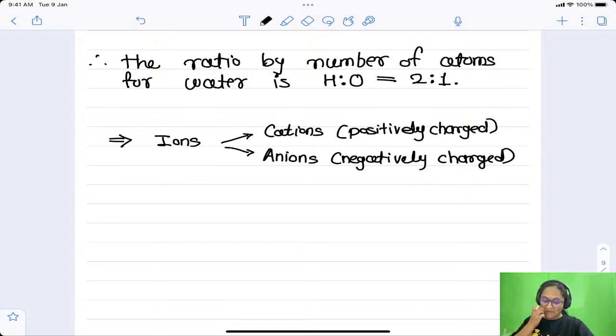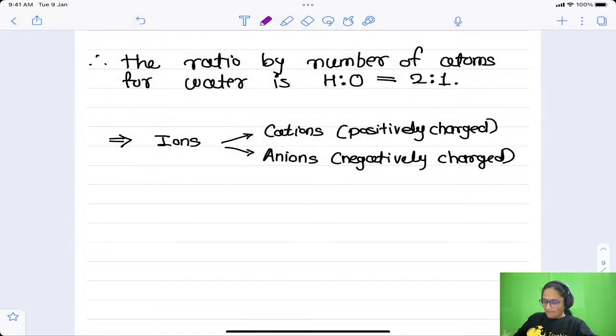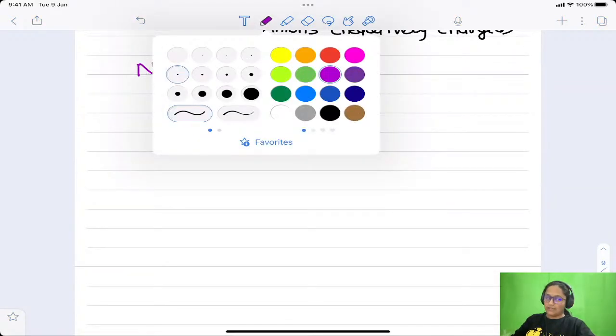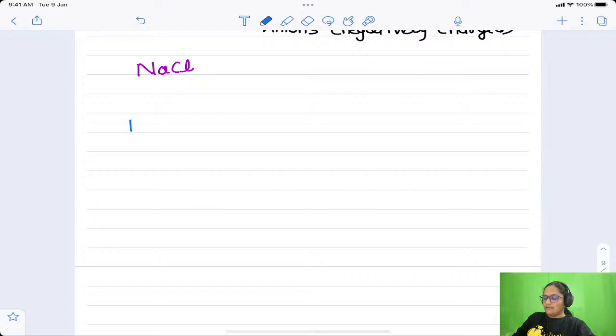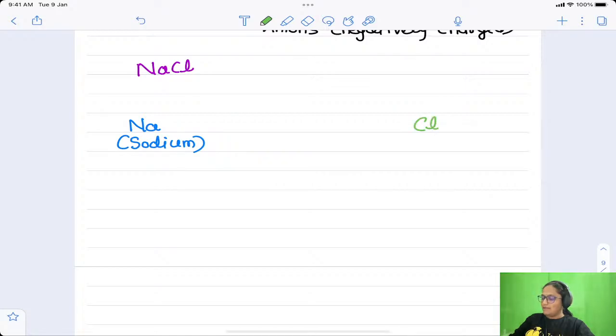Okay, so first of all, let us see one simple example, and that is nothing but the NaCl, the salt which we use in kitchen. NaCl, that is sodium chloride. I am going to explain how this NaCl molecule is formed here, so that you will understand what is the meaning of ions. In this NaCl compound there are two atoms. First one is Na, that is sodium, and another is Cl, chlorine. These two atoms are present in this compound.